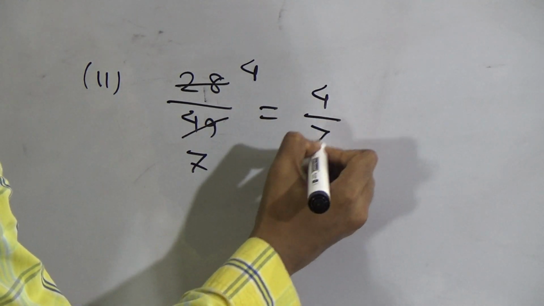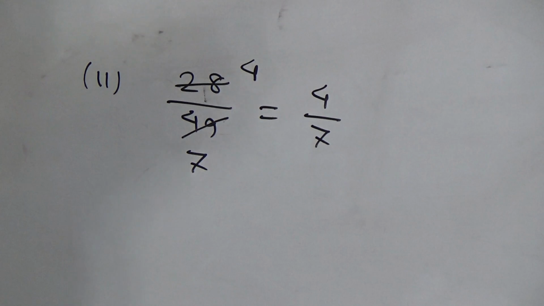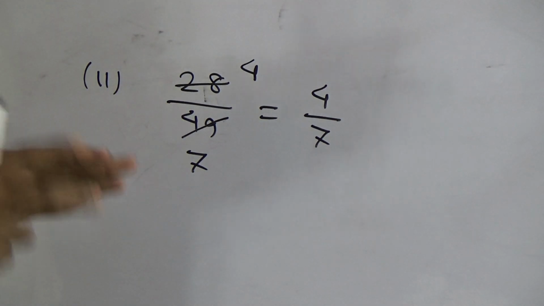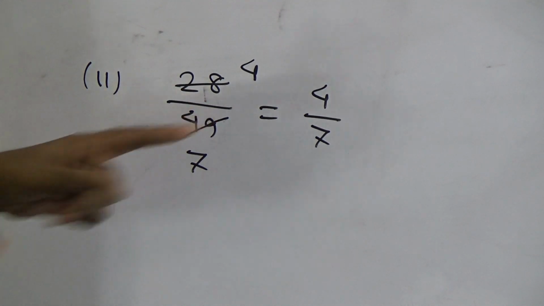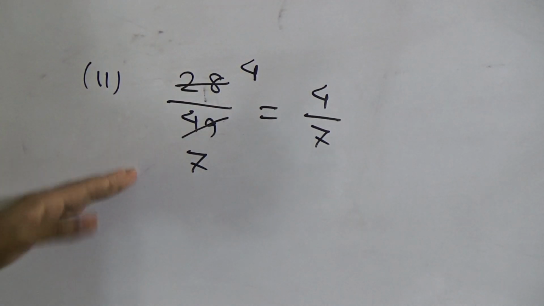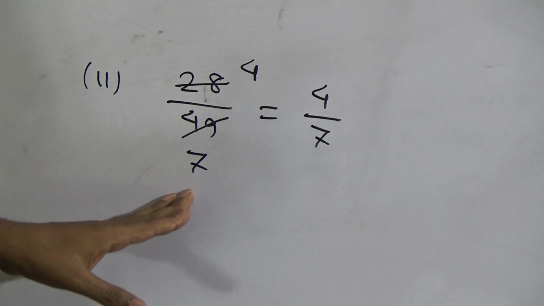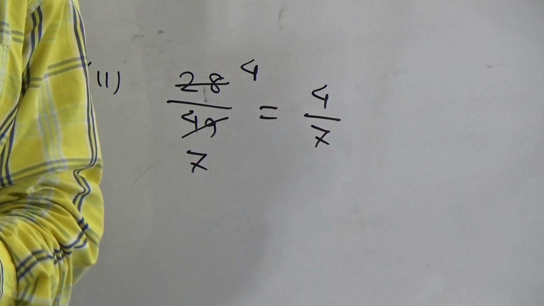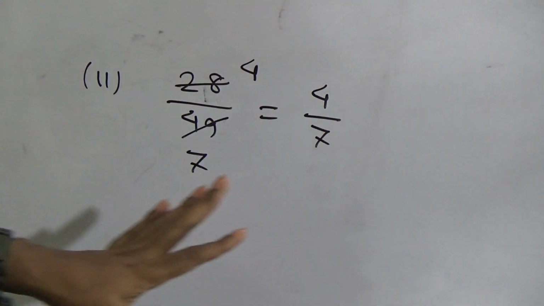This is equal to 4 by 7. Student, I repeat, divide 28 and 49 by 7. If you divide 28 by 7, then you get 4. If you divide 49 by 7, then you get 7. Therefore, the result will be 4 by 7. This is the reduced form.